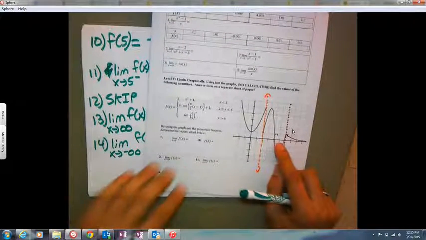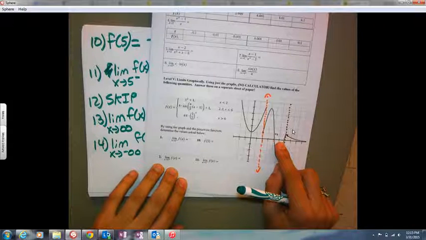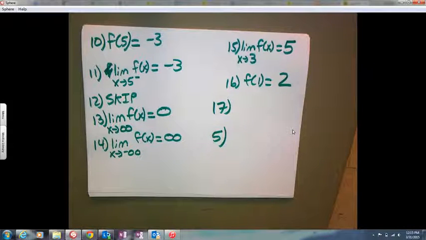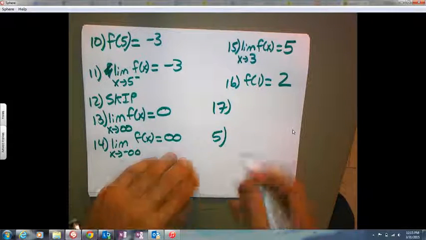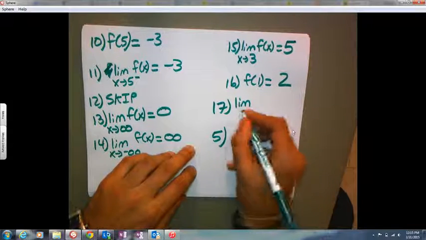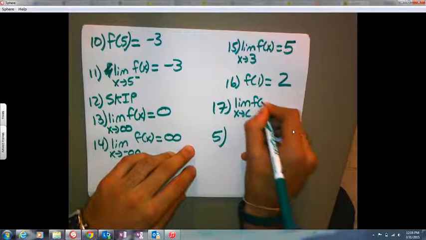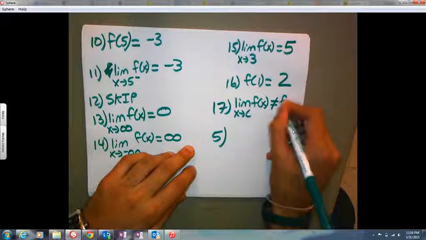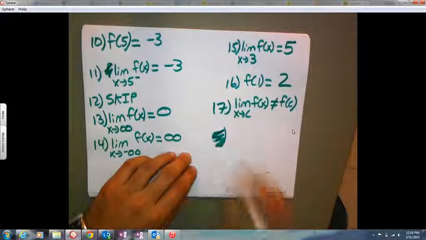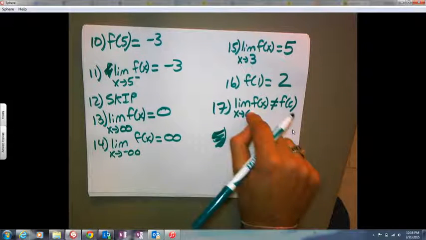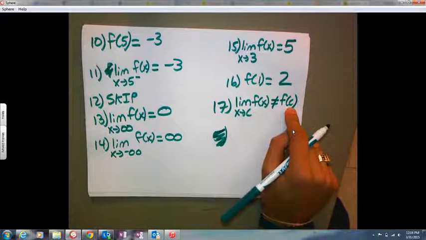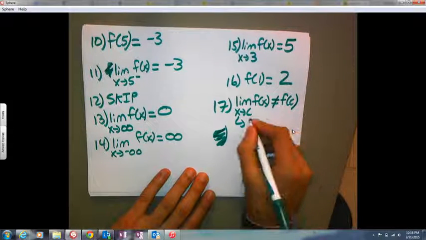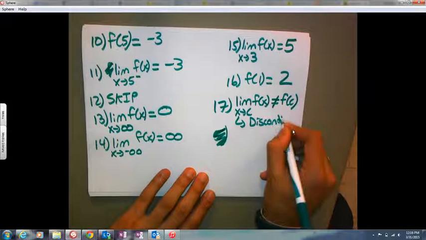Alright. So 15, 16. Let's move to 17. Folks, 17, please. 17 says identify the values of c where the limit, specifically the double-sided limit, does not equal the value of the function. So where does the double-sided limit not equal the value of the function? This is another way of saying, where is the function discontinuous? Anytime the limit does not equal the value of the function, that's like saying discontinuous.